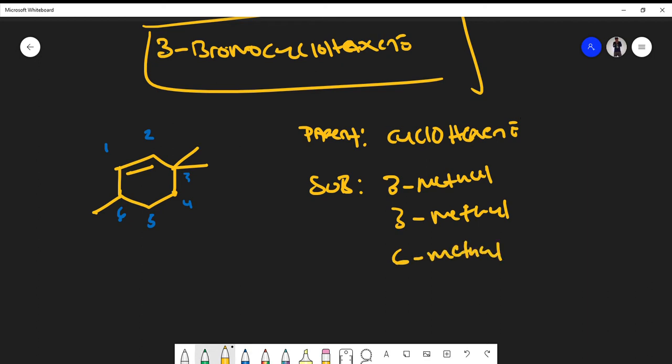Now, had we counted the other way, let's say this now becomes carbon 1, 2, 3, 4, 5, 6. Now I'm going to have two 6-methyl groups. All right, so I'm going to have two methyl groups that would be labeled 6 instead of having two methyl groups that would be labeled 3. So therefore, the green way would be incorrect because we're giving our substituents a higher number. Again, the goal is to give our substituents the lowest number possible.